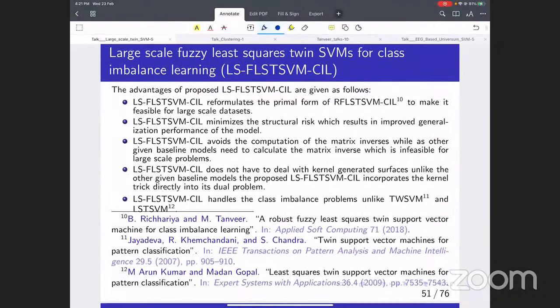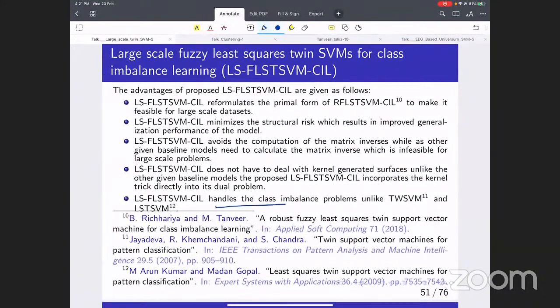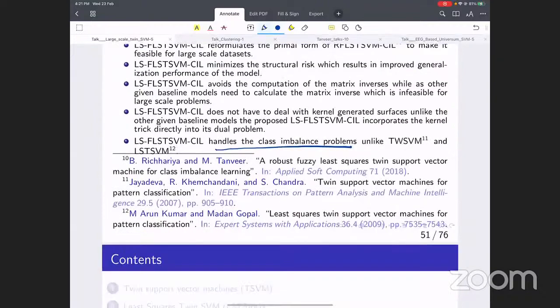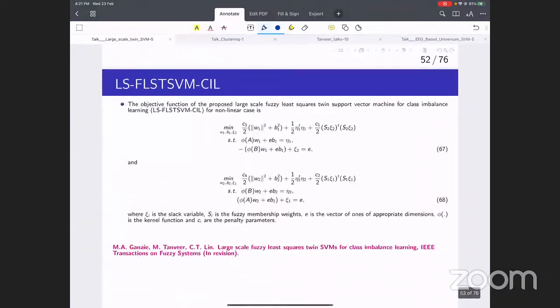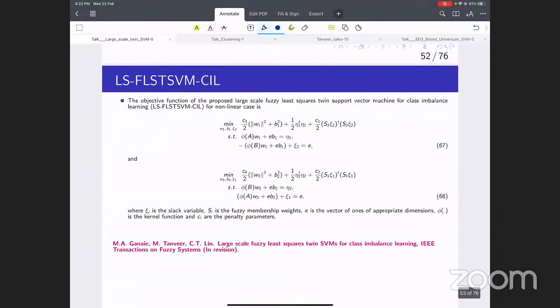And this proposed idea handles the class imbalance learning problem, unlike baseline models. Okay, so this is the formulation. Sorry, this is already accepted in IEEE Transactions on Fuzzy Systems. I confused it with another paper in IEEE Transactions on Cybernetics.